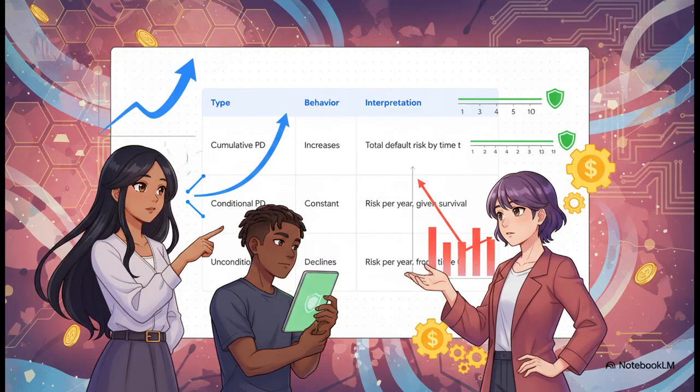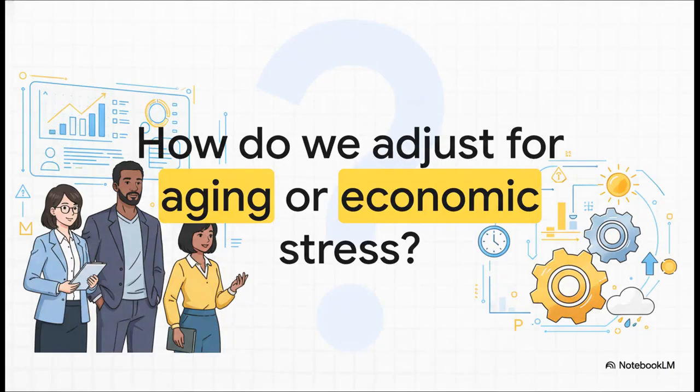And here it is, the whole story on a single slide. These are the 3 distinct but deeply interconnected ways to look at default risk. You've got the cumulative view showing the total risk building up, the conditional view showing that constant annual hazard for the survivors, and the unconditional view showing the expected number of defaults from your original cohort. And that, right there, is the crucial takeaway. This simple model gives us the fundamental language and structure.